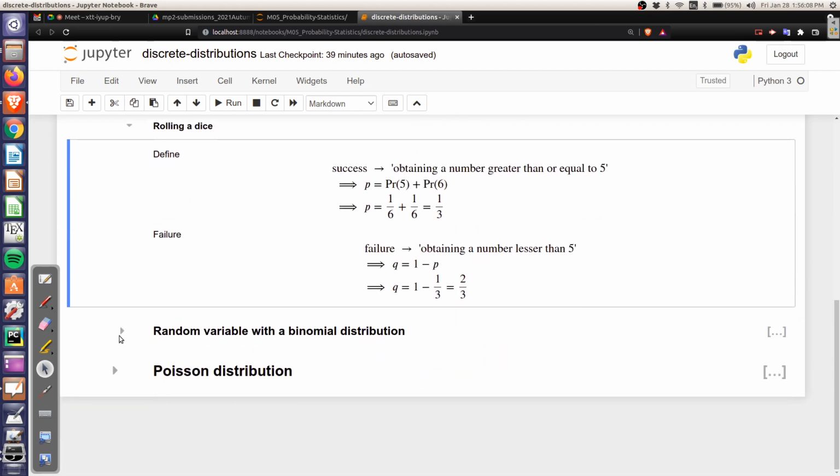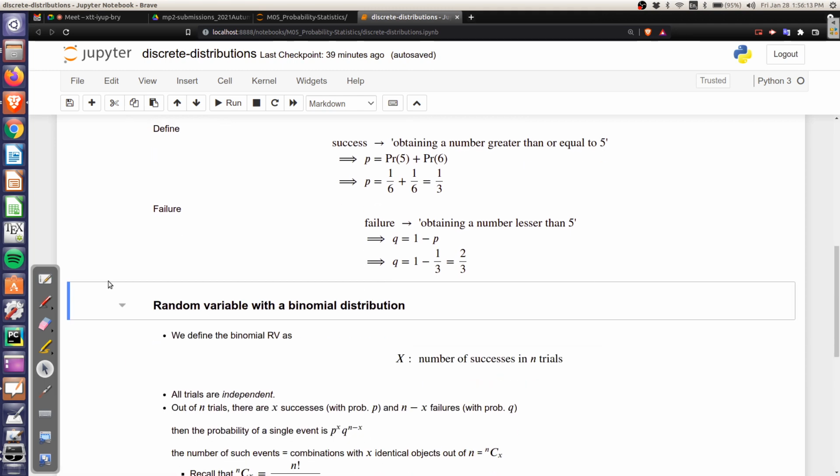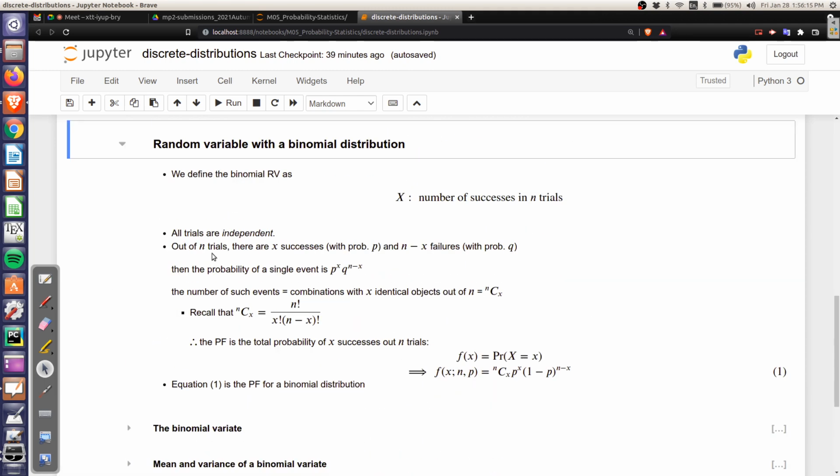So now let us go ahead and define a random variable. Okay, so I have a binomial distribution. So what about the random variable? Let us say I have a binomial random variable. I call this random variable x. So how do you define this x? We define this x as the number of successes that you get in n trials.